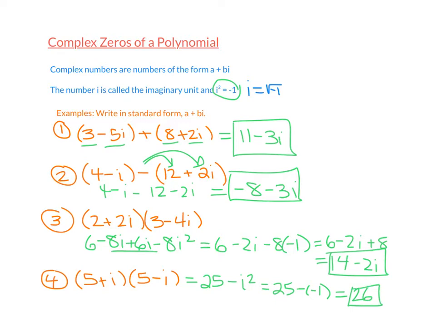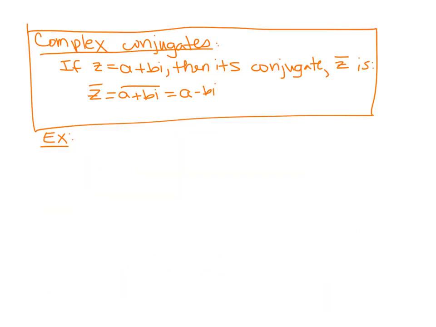So this brings us to the next thing. This is a special type of multiplication problem because 5 plus i and 5 minus i are what we call complex conjugates. So a complex conjugate, here's the definition of it. It looks a lot more confusing than it is.